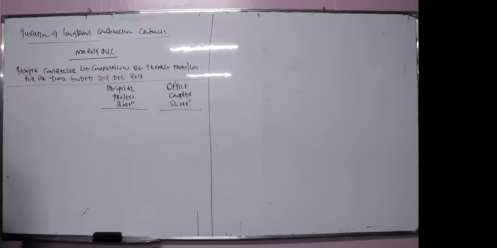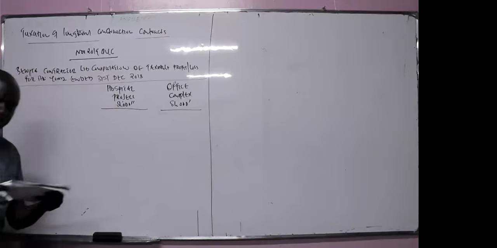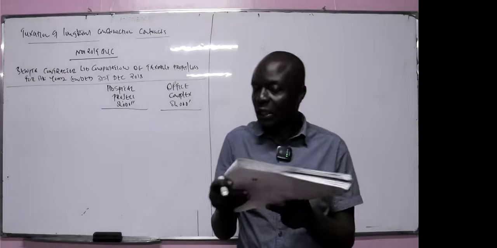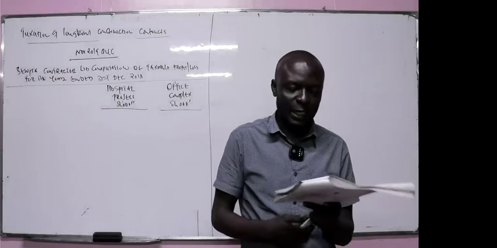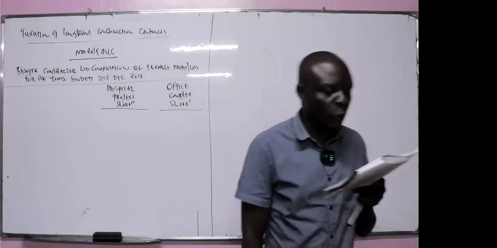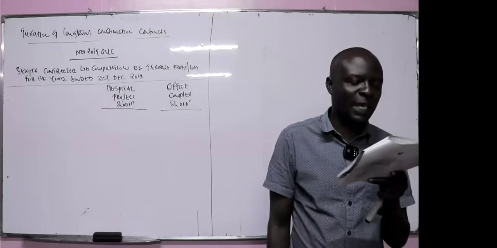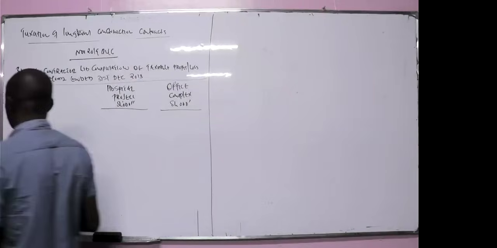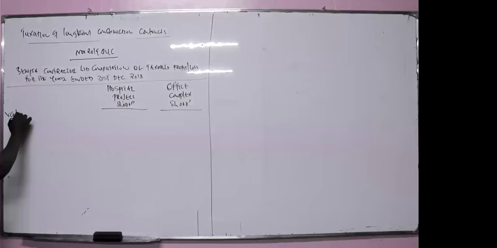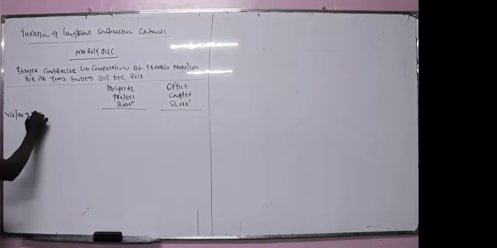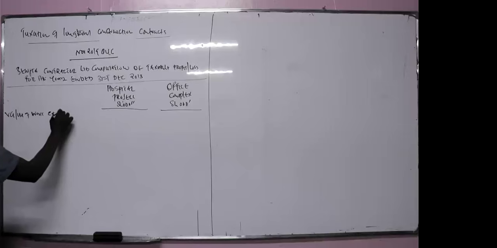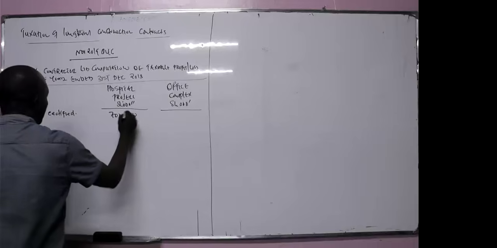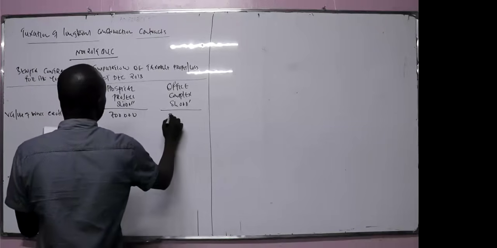So we've been given, this work started in 2017. The projects all started in 2017, but the current year is 2018. So we've been given the cumulative value of work certified, so meaning the current year and last year. So we have value of work certified here. So the cumulative amount here is how much? 700,000. This other one is 60.